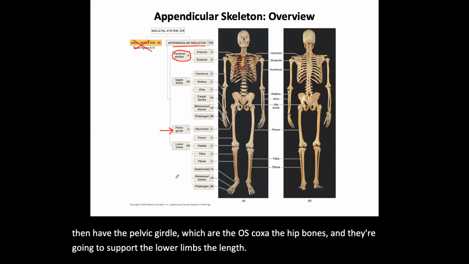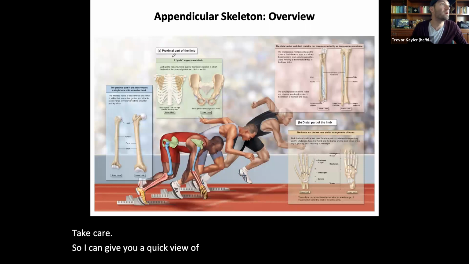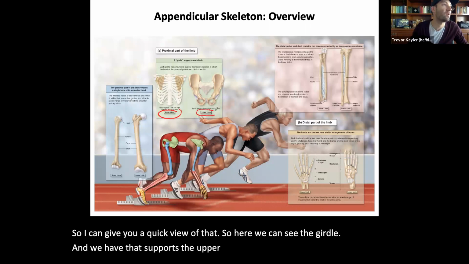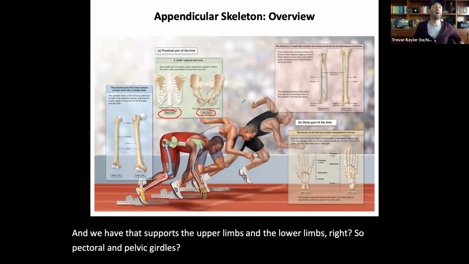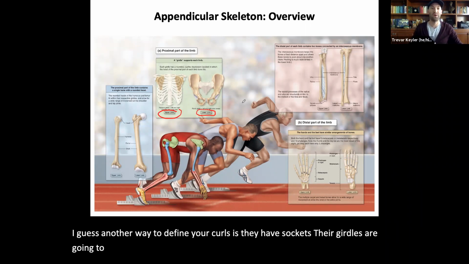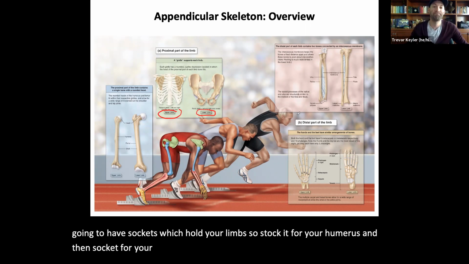All right, so I can give you a quick view of that. So here we can see the girdle, and it supports the upper limbs and the lower limbs, right? So pectoral and pelvic girdles. I guess another way to define your girdles is they have sockets. Your girdles are going to have sockets which hold your limbs. So a socket for your humerus, and then a socket for your femur for the lower limbs.